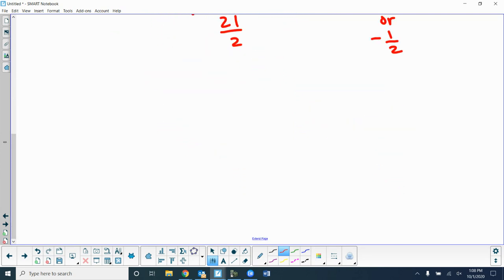All right, number 7, word problem. It says, the length of a room is 10 feet less than twice the width of the room. The perimeter of the room is 52 feet. Find the width and length of the room. So I draw a picture.